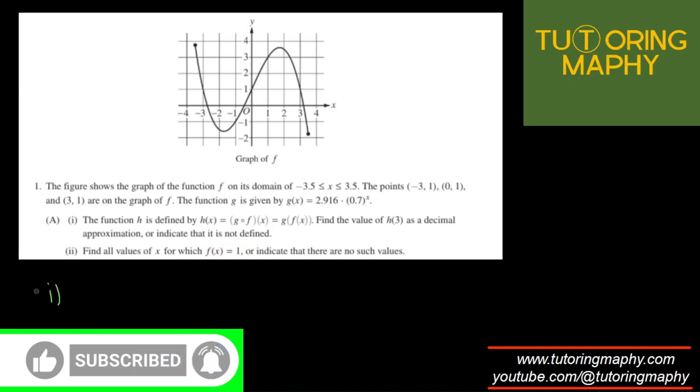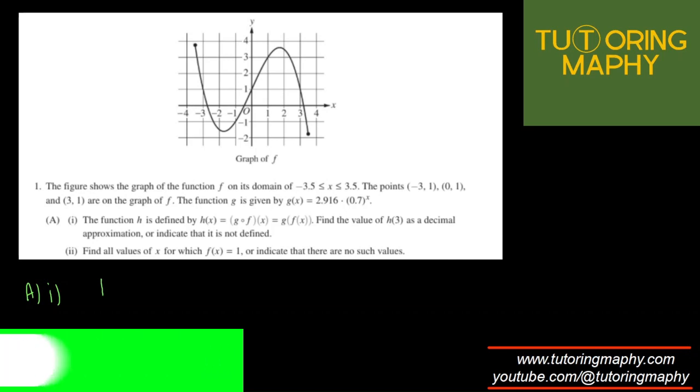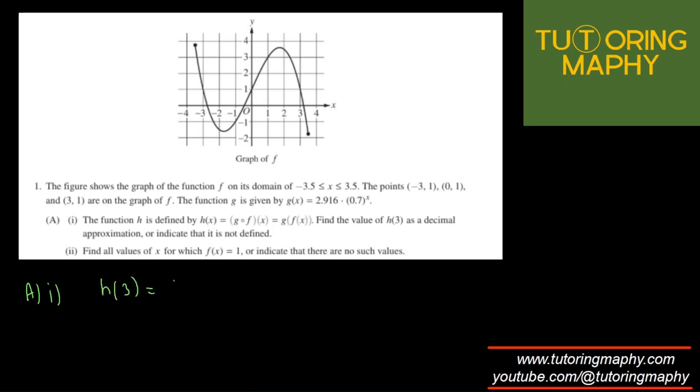For composition of functions, h of 3 is going to be g of f of 3, because all we did is replace this x with 3. What is f of 3? We just have to read this graph, because f of 3 means the value of the function f at x equal to 3. And x equal to 3 is over here, and clearly the y coordinate is 1. So I'm going to replace f of 3 with 1.